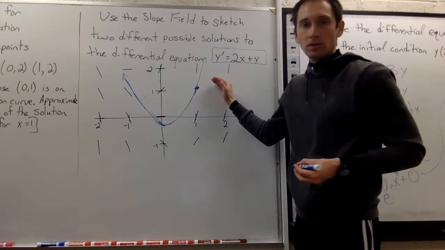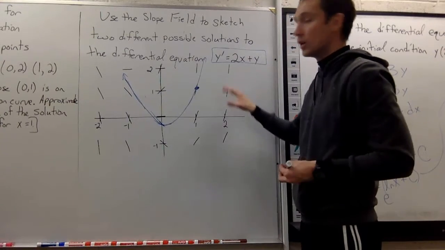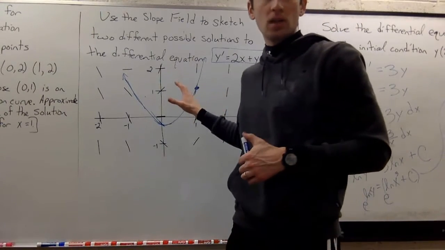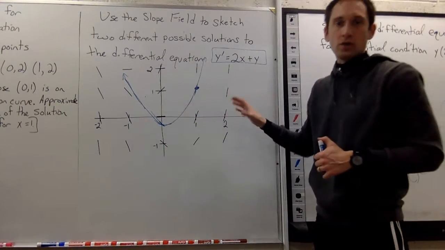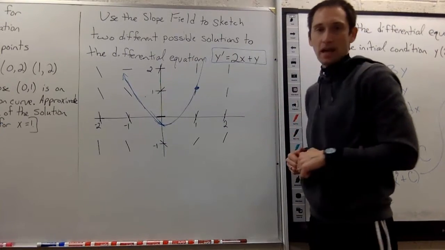It's not very well done. It would be helpful if I had more detail on the slope field, but that's the idea. We'll do a lot of this practice as we work through Chapter 6, but this is just giving you a rough idea of what that is.